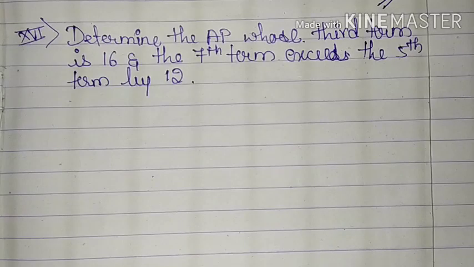In the 16th question, determine the AP whose third term is 16 and the 7th term exceeds the 5th term by 12. We have to find the AP in which the third term, a3, is 16 and the 7th term a7 exceeds the 5th term by 12. That is a7 is equal to a5 plus 12. So here we have to find the value of a and d to find the AP. So let's work it out.